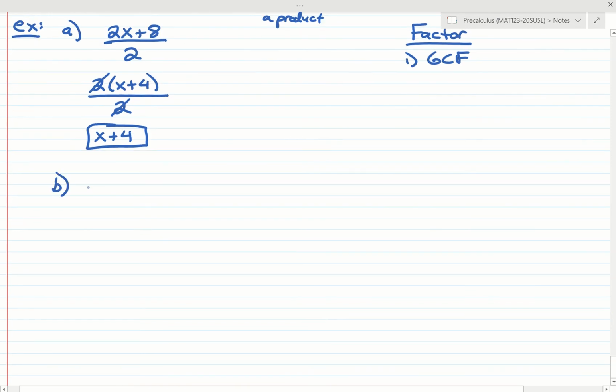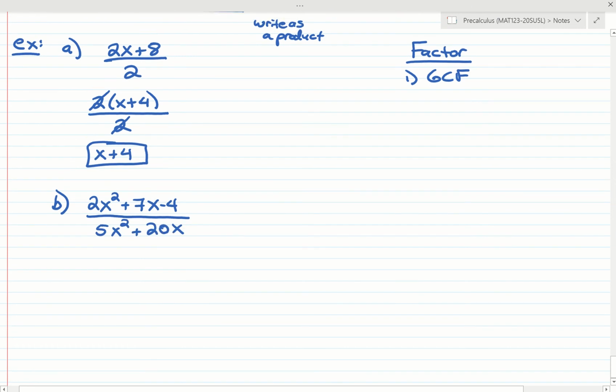How about a problem like this? Let's say 2x squared plus 7x minus 4 divided by 5x squared plus 20x. And when we're factoring, I told you that there's 4 types. First type is GCF. So I'm looking at this problem. There's no common factor in the numerator, so I'm going to leave that alone. But in my denominator, I could actually take out a 5x, and we're left with x plus 4.